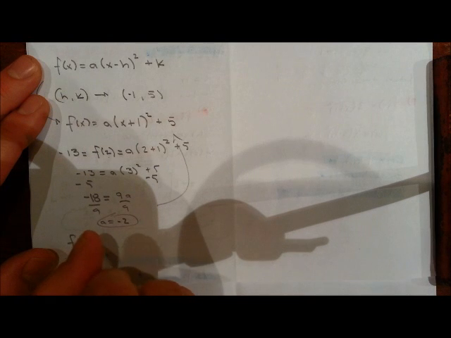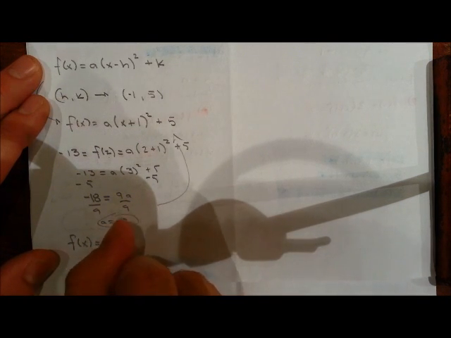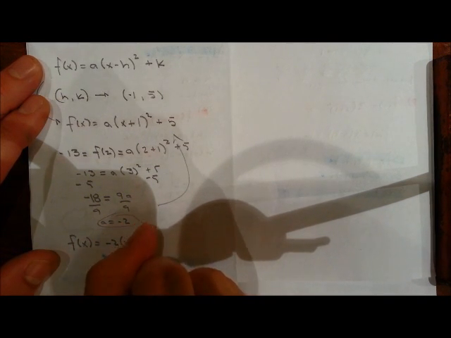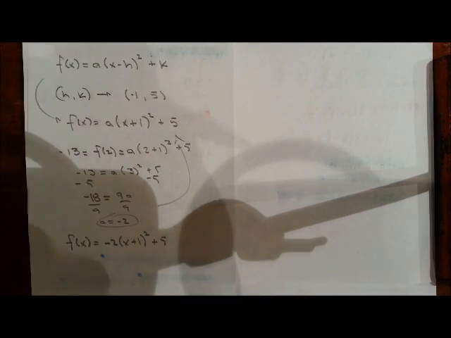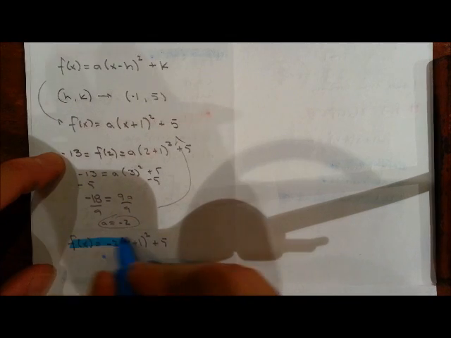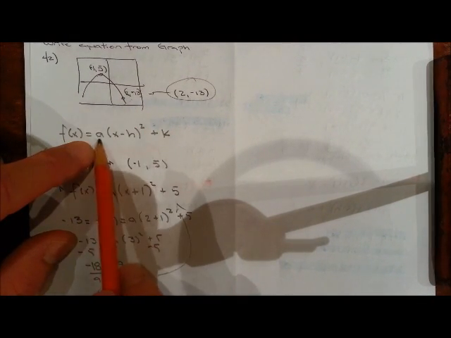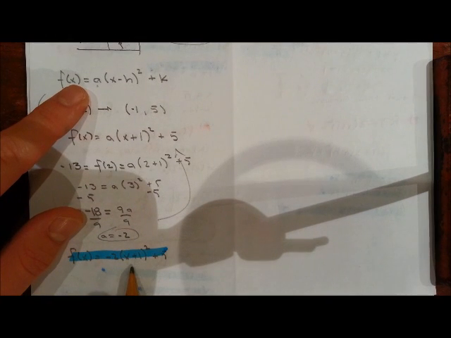So from that value, I plug in, and I end up having my actual function, f of x equals negative 2 times x plus 1 squared plus 5. That is the vertex form of the equation. The process was to take the vertex point to set up the vertex form, and once I have that vertex form set up, the other point allows me to figure out what a is, which I've done down here at the bottom.